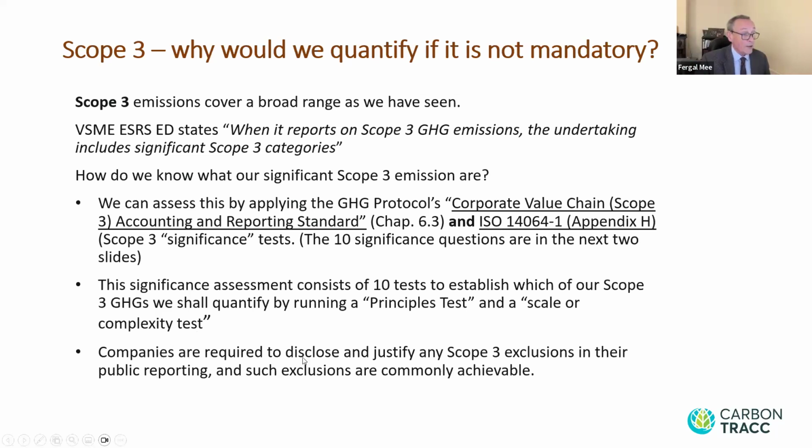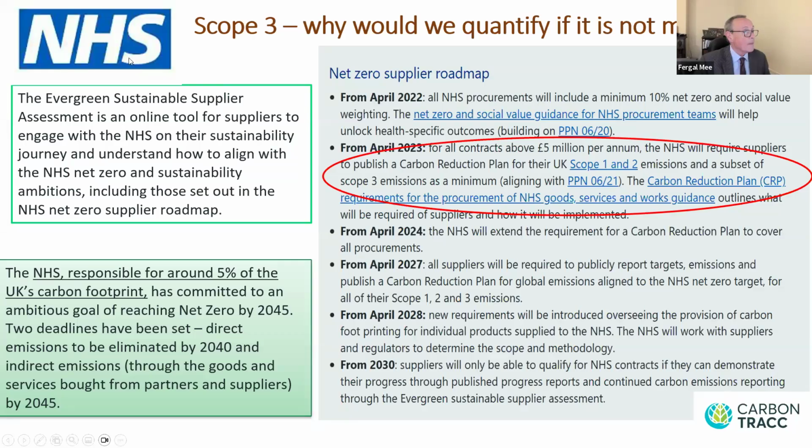Because we will be required to disclose and justify any Scope 3 exclusions in our public reporting. That's important, and that information will be available to everybody. So how do we test for them is the question. Before I get onto the tests, this is again why we should quantify Scope 3 emissions if they're not mandated.